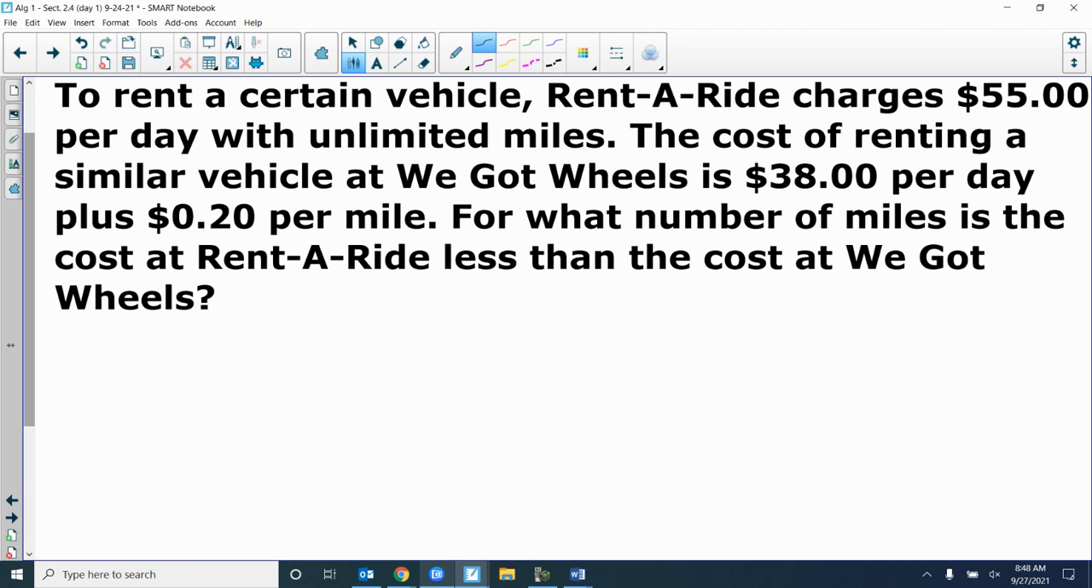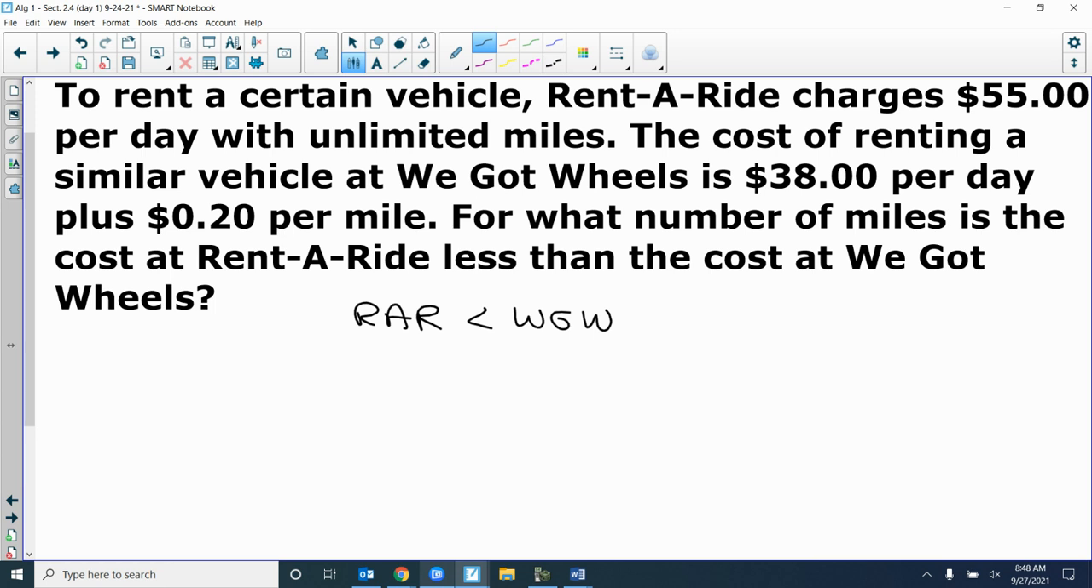All right, which one do we want to cost less? Make sure we figure that part out. Rent a Ride. So we want when that is less. So here's what I'm going to do. I'm going to say RAR for Rent a Ride. RAR is less than We Got Wheels. We'll say WGW.